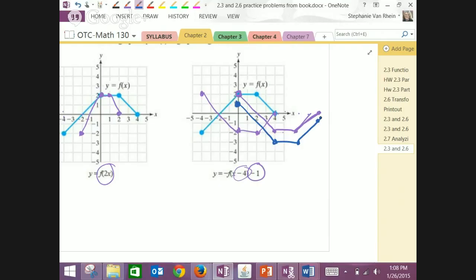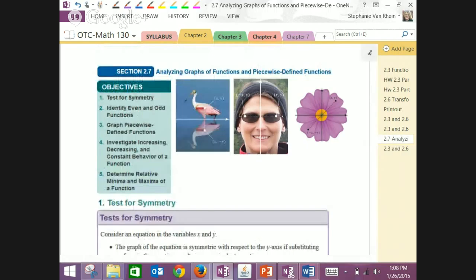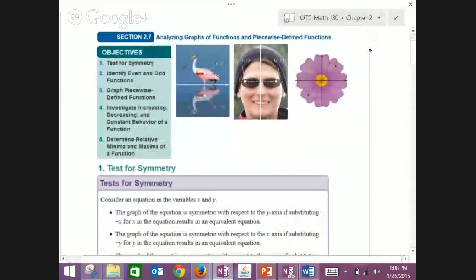The negative indicated the flip, right? The negative indicated the flip on the x-axis. And we're going to talk about some today that's going to kind of reaffirm the x-axis and the y-axis. So today we're going to talk about analyzing graphs of functions and piecewise defined functions. We'll talk about tests of symmetry. So how do we test to see if this function is symmetric or if this relationship is symmetric? So we're going to get into some relationships.